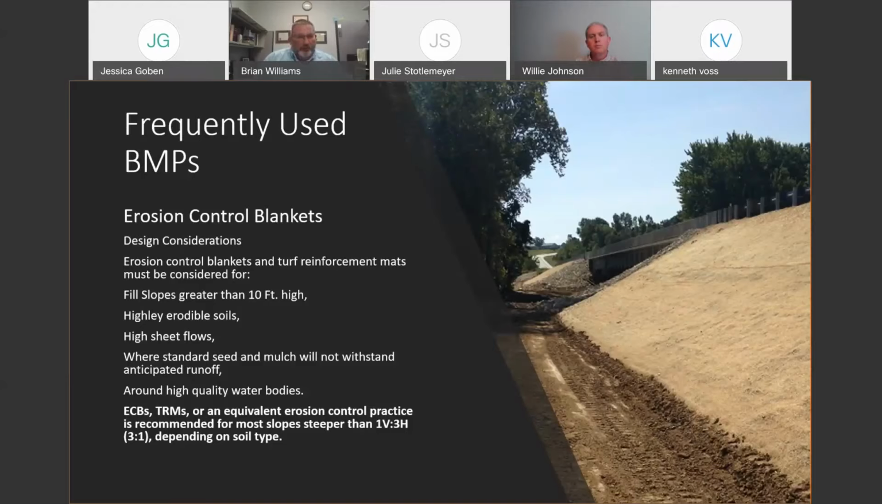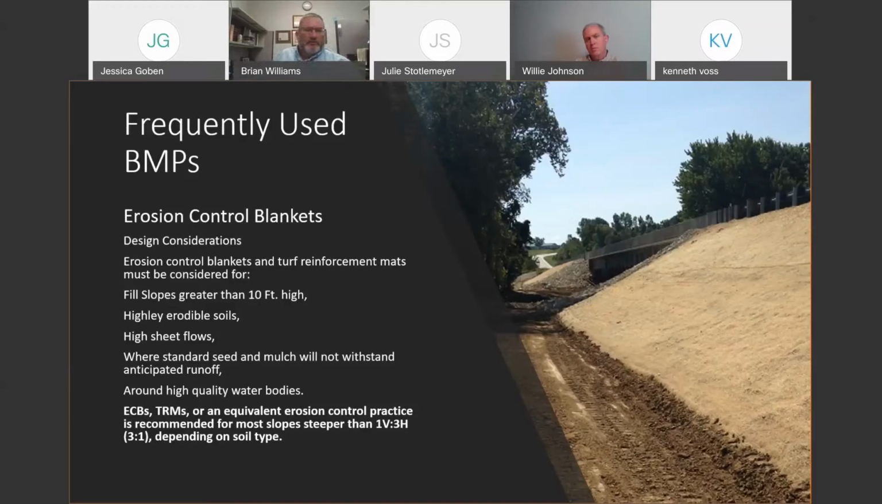Honestly, kind of my unwritten rule is if it slopes flat enough, 3-to-1 or less, we could get away with our normal seed and mulch, and it functions pretty well. But anything greater than a 3-to-1 slope, you really should consider utilizing a blanket. 2-to-1 slopes are really steep, and we have a hard time holding seed and straw on those. Blankets really are beneficial to help hold your soil in place, as well as help keep that seed in place and allow everything to basically begin to grow.